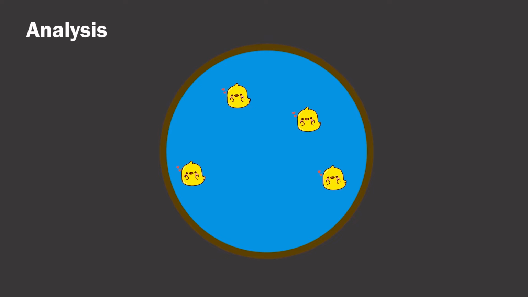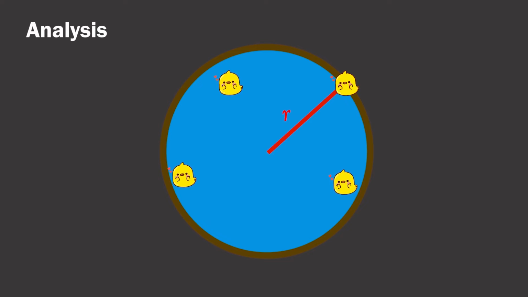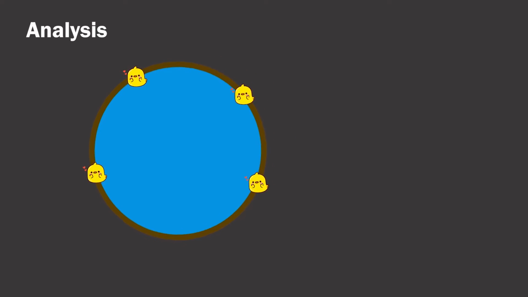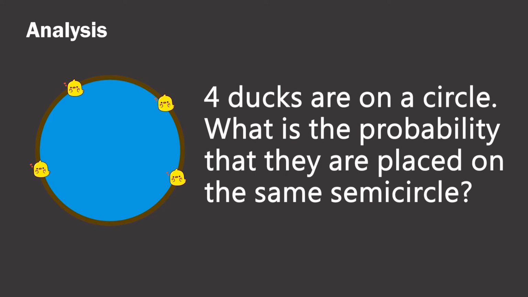Let's start by analyzing the problem. Connect the center of the circle and the position of the duck so that we can get a radius. The probability that each duck appears at any point of the radius follows a uniform distribution. Hence, we can transfer the position of each duck to the intersection between the circle and the radius it is placed on. Now, the problem transfers to 4 ducks on the circle. What's the probability that they are placed on the same semicircle?